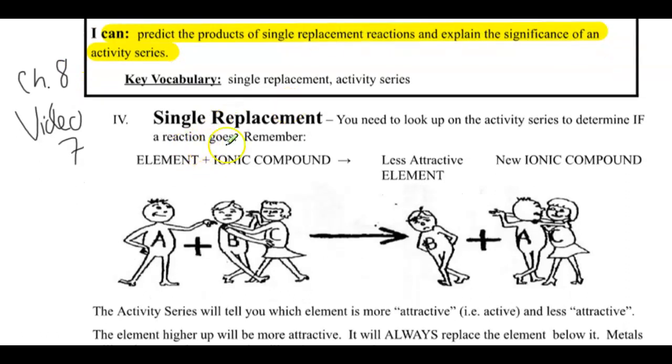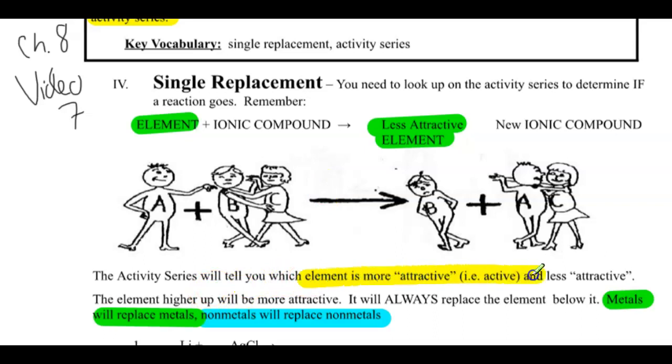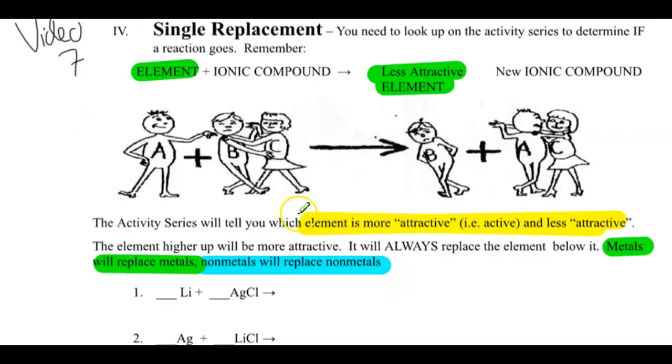So to refresh you, single replacement reactions are when an element of one type kicks out a less attractive element of the same type. So a metal can replace a metal, or a non-metal can replace a non-metal. So metals will always replace metals, but then non-metals will always replace non-metals. And so what's happening is that in this type of reaction, the element that's choosing will always try and pick the more attractive or the more active element. I know it might be confusing at first, but we'll go through and look at some examples.